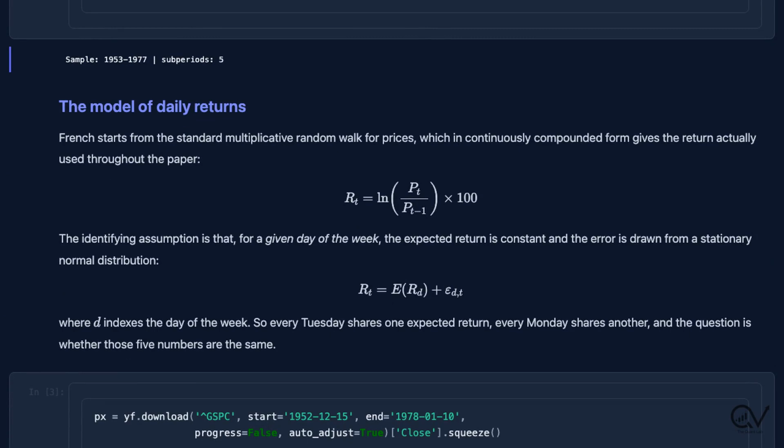French starts from the standard multiplicative random walk for prices. Take logs and you get the return used everywhere in the paper. R sub t equals the natural log of p sub t over p sub t minus 1 times 100. So it reads as a percent. The identifying assumption is on the second line. For any given day of the week, the expected return is a constant, and the error term epsilon is drawn from a stationary normal distribution. In words, every Tuesday shares one expected return, every Monday shares another. The whole paper reduces to a single question. Are those 5 numbers the same number?